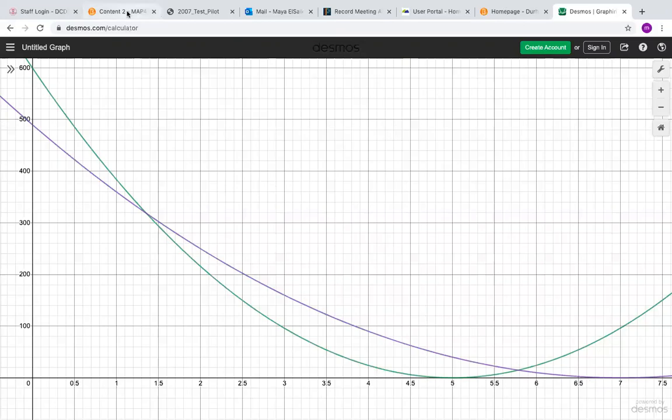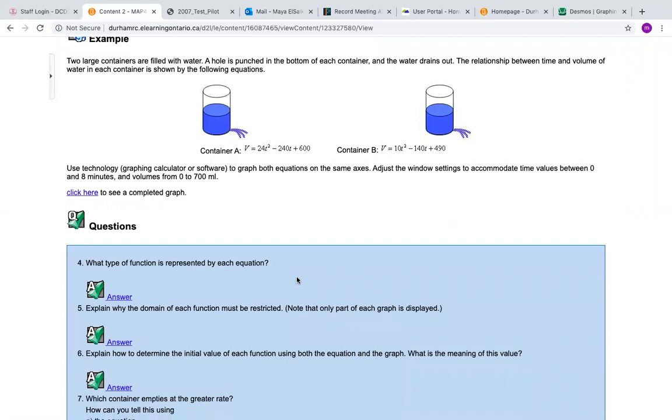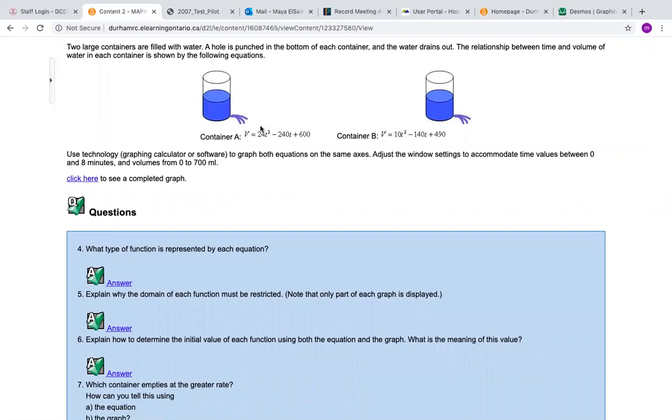Now let's go back here. So now we have the graphs. What type of function is represented by each equation? So if you're looking at the equation, it's not linear, it's not a line, it's a quadratic, okay? It's a parabola, so it's a quadratic function. We know it's quadratic because it's also degree 2.